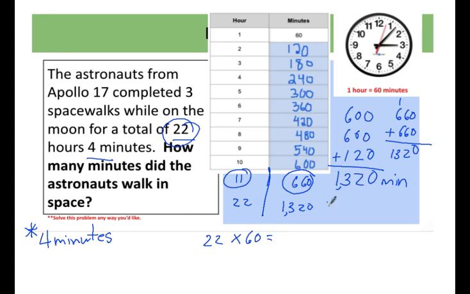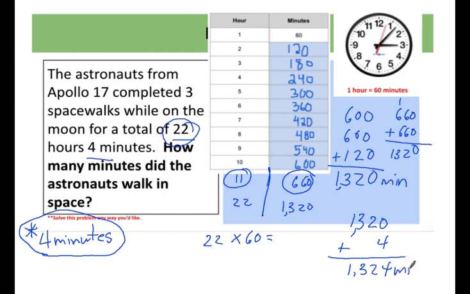Okay? Now, we're not done yet. Remember, we have that little asterisk over here telling us, don't forget me, right? So we have to add the 1,320 minutes with the 4 minutes to get our total of 1,324 minutes.